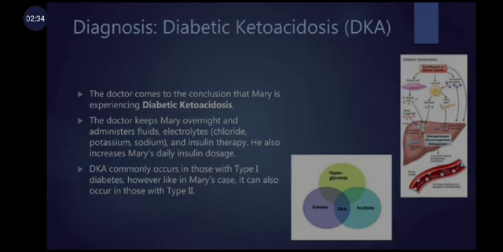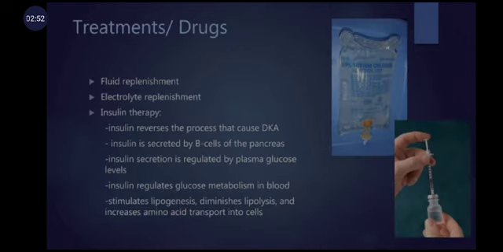The doctor keeps Mary overnight and administers fluids and electrolytes like chloride, potassium, sodium, and insulin therapy. It commonly occurs in those with type 1 diabetes. However, as in her case, it can also occur in those with type 2 diabetes. The treatments include fluid replenishment, electrolyte replenishment, and insulin therapy.